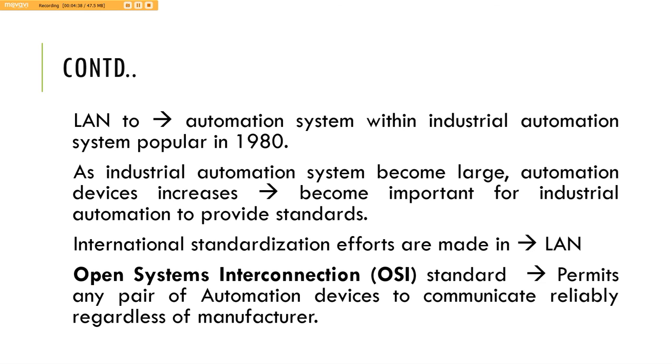This OSI standard permits any pair of automation devices to communicate reliably regardless of manufacturer. It can be an ABB robot, it can be a Honeywell PLC, or it can be of any different manufacturer, and you can easily communicate with one another. That is the advantage of going for a standardization like OSI. So OSI is open system interconnection.